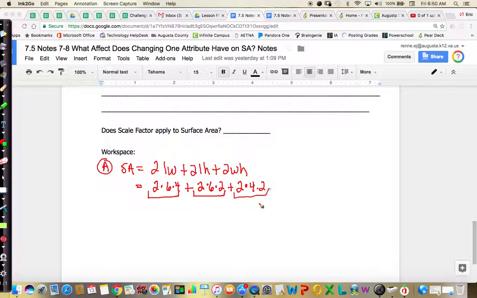Box it in. Now, we're going to multiply, so 2 times 6 times 4 is 48, plus 2 times 6 times 2 is 24, plus 2 times 4 times 2 is 16. When I add all of that up, I get 88 centimeters squared, because area always has a label of squared or an exponent of 2. Okay, so let's go back up and complete the chart.